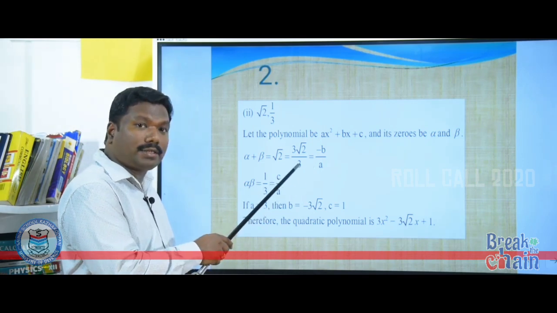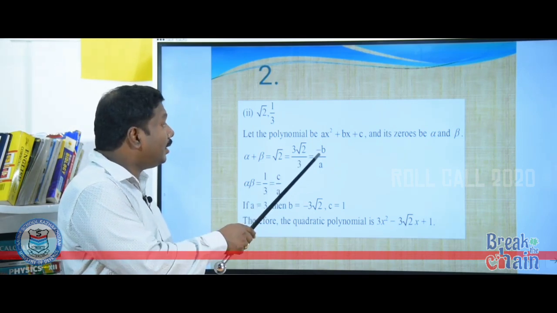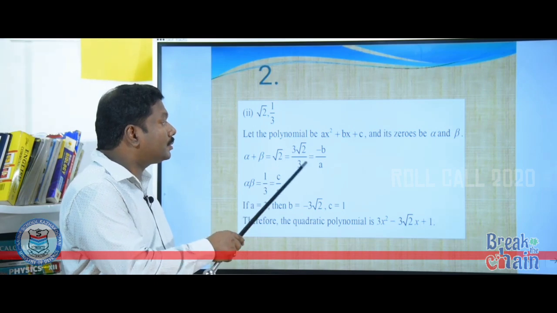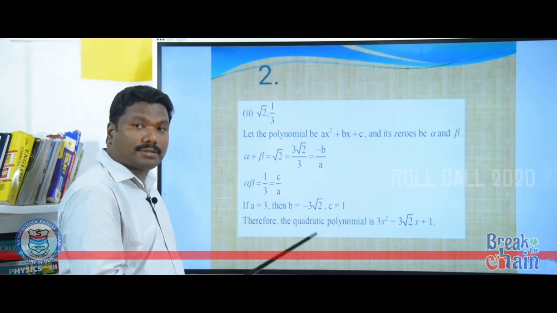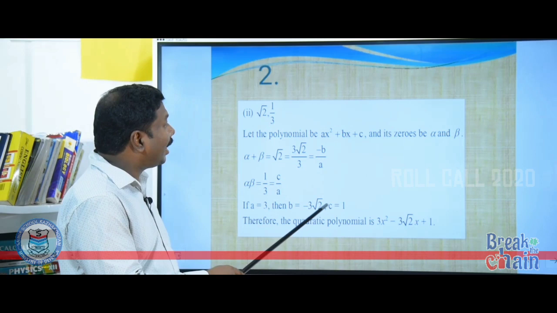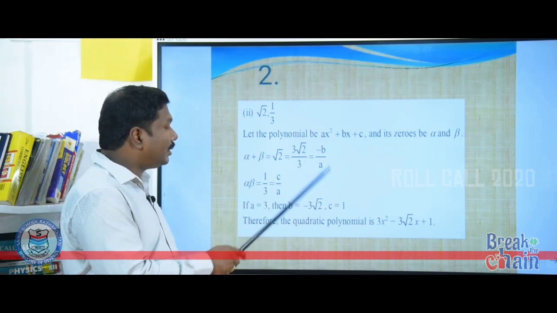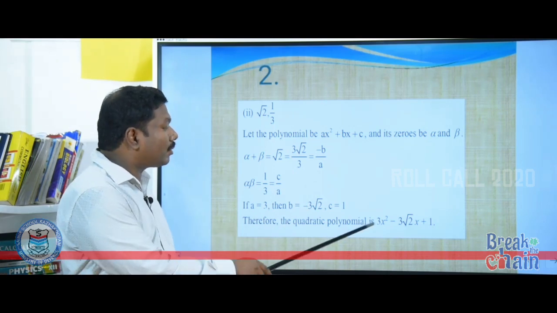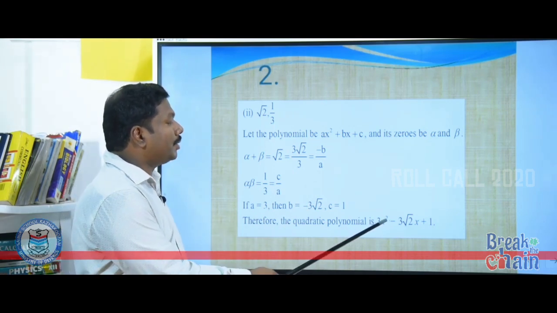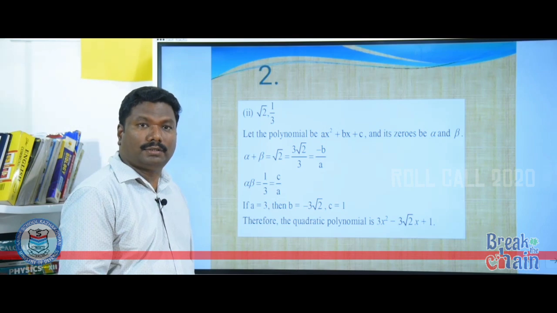So, a equals 3, minus b equals 3 root 2, or b equals minus 3 root 2, and c equals 1. So, we can substitute these values in this equation. So, at the end the conclusion is: therefore the quadratic polynomial is 3x square minus 3 root 2x plus 1, that is all.